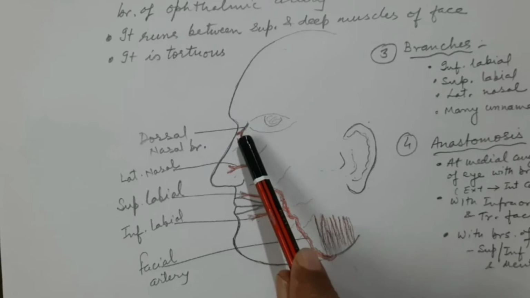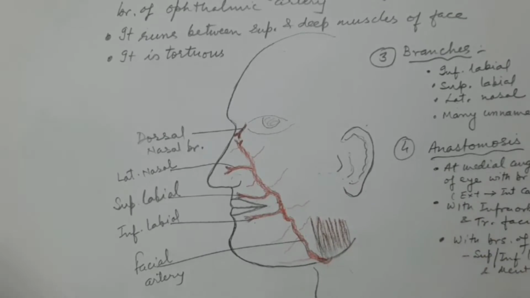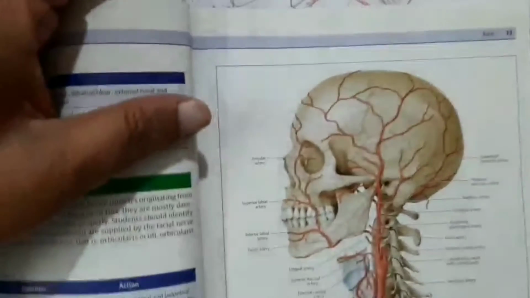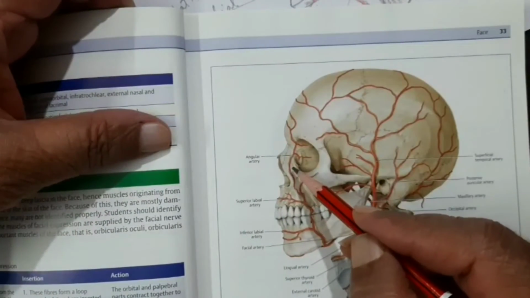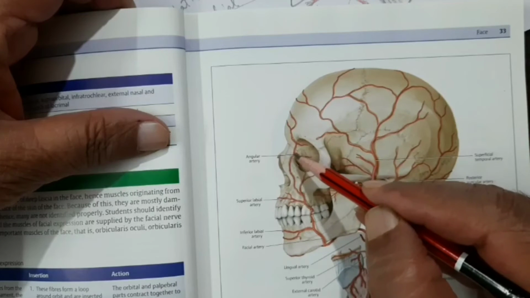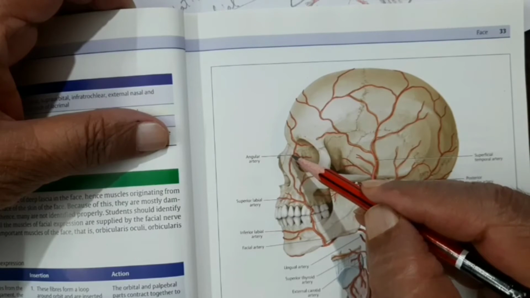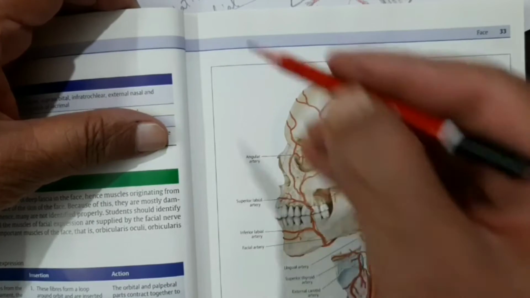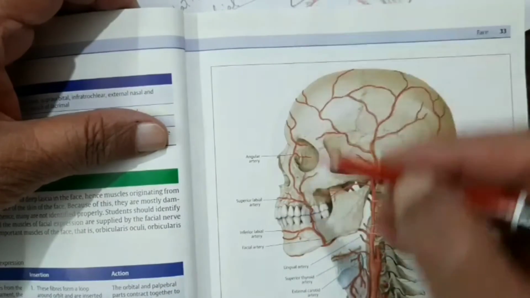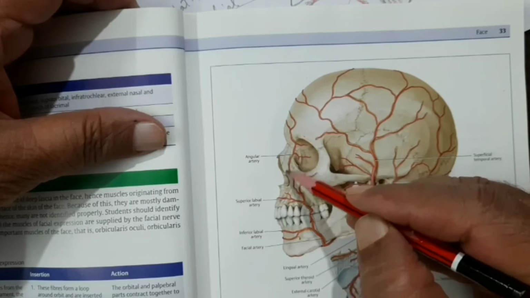Okay, ophthalmic artery, dorsal nasal branch. Now let me show you again the same diagram where we can see the various anastomoses more clearly. You can see here the dorsal nasal branch is here, which will join with the beginning of the facial artery, and at the beginning this is called the angular artery. So the beginning of the facial artery at the medial angle of the eye is also called the angular artery.